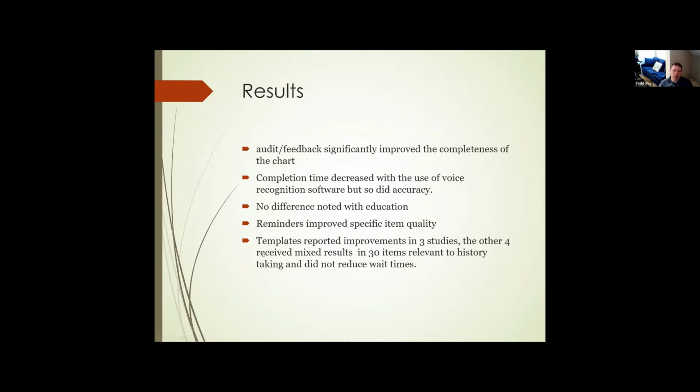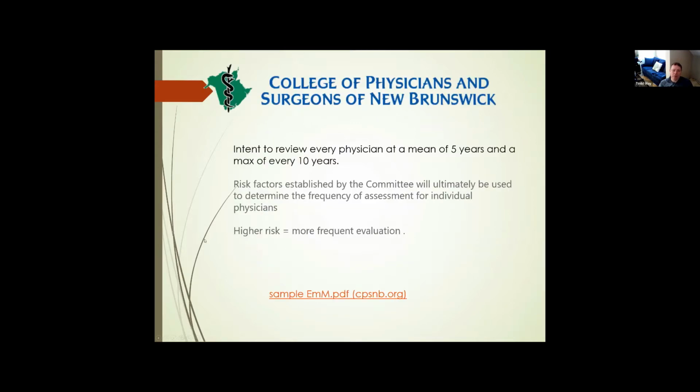It did not reduce the wait times. So the last part of the talk is just to let everyone know, it used to be the Atlantic College's peer review council, which has now gone defunct, and the job is being taken over by the College of Physicians and Surgeons. If you go onto their website under the peer review section, it tells you that there's an intent for them to review a physician at a mean of 5 years and a max of every 10 years.